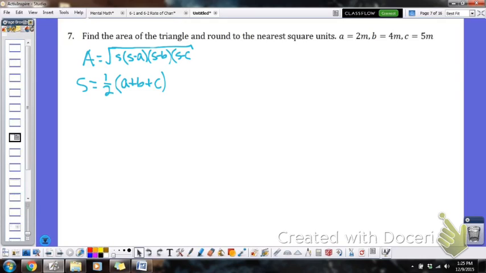So the first thing I need to do is find what s is equal to. So s is equal to 1/2 times 2 plus 4 plus 5. So s is equal to 3. I'm sorry, 11/2. My bad.